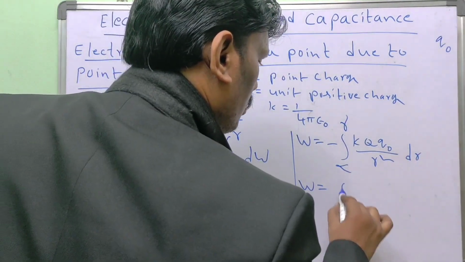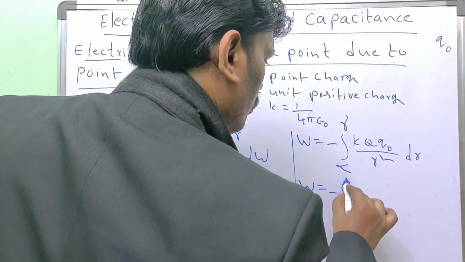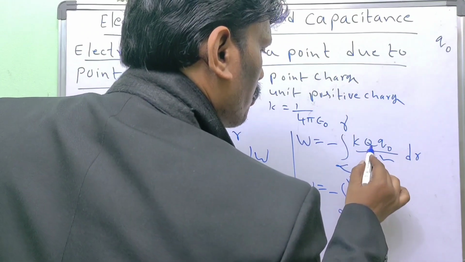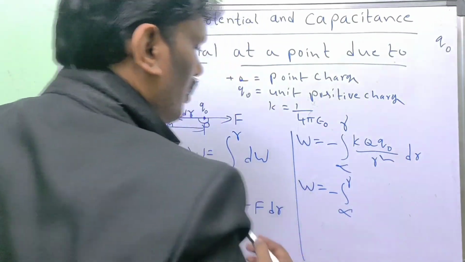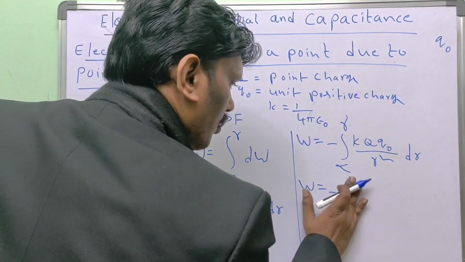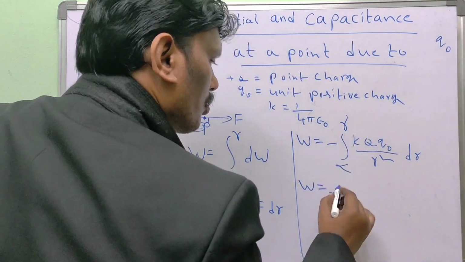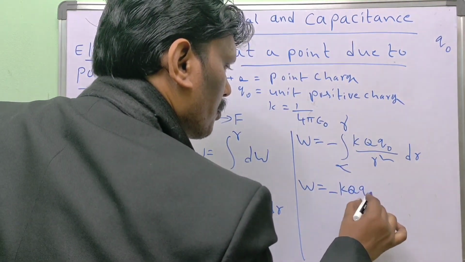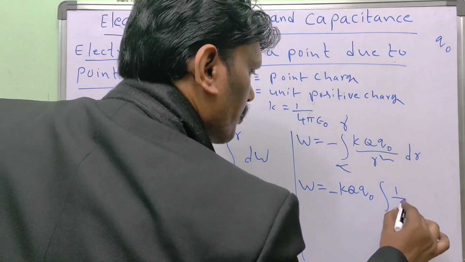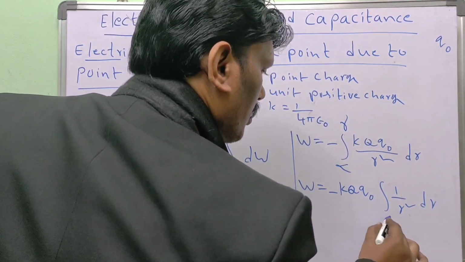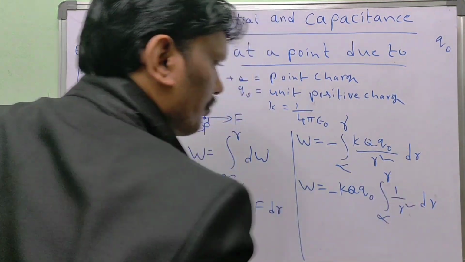W is equal to minus the integral from infinity to r. K q naught is constant, so it is better to take it out of the integration. Then what remains inside? 1 by r square dr, integrated from infinity to r.